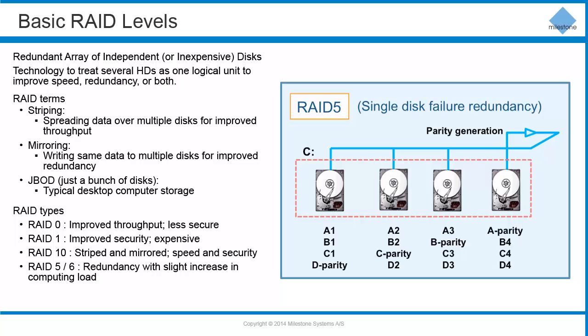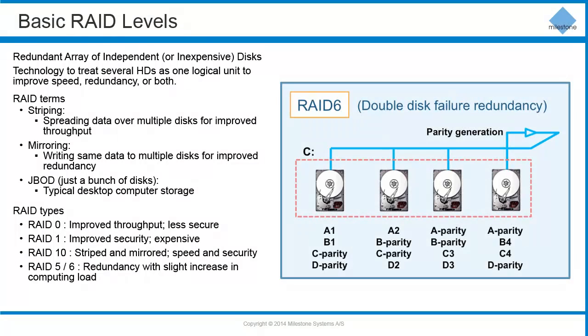It generates a parity bit per stripe for added security. In case of disk failure, the lost data can be replicated on a replacement disk. RAID 6 generates 2 parity bits per stripe, further enhancing the redundancy added by RAID 5 by providing double disk failure redundancy with a slight increase in computing overhead.